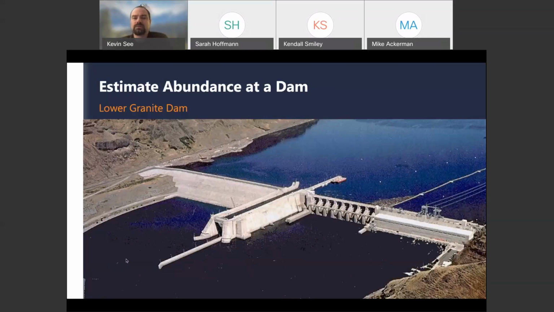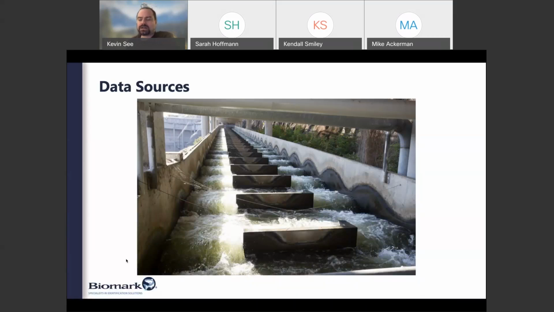So let's start with estimating abundance at that dam. This is focused on Lower Granite. You can see it's a large imposing structure. Fish are trying to get across that on their way upstream. And there are a few different data sources that we're going to use to get an accurate estimate of abundance there. So this is the fish ladder that fish are climbing on their way up and over the dam.